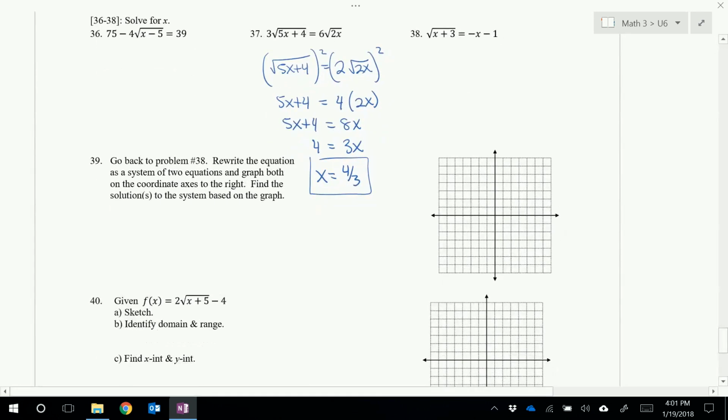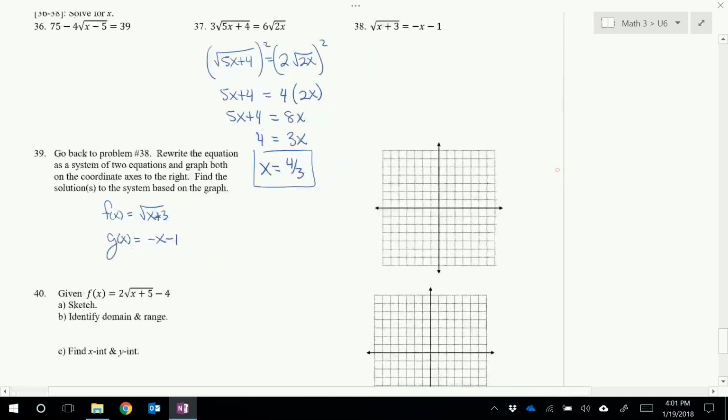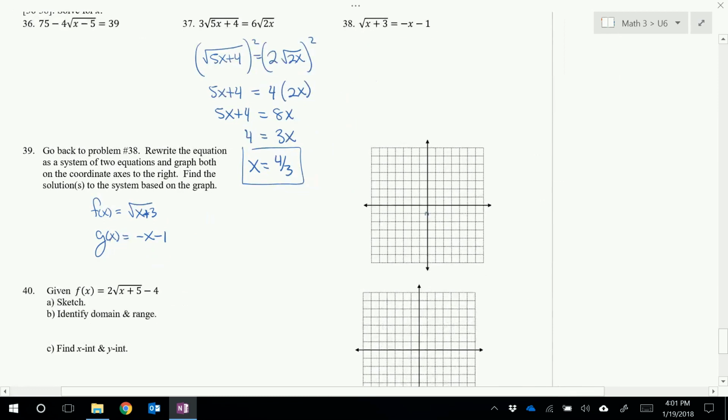39 says to go back to 38. Rewrite the equation as a system of 2 equations and graph both on the coordinate axis to the right. Find the solution or solutions to the system based on the graph. So let's let f of x be the left half, which is square root of x plus 3, and g of x be the right half, which is negative x minus 1. And I'll start by graphing g of x, which has a y-intercept at -1 and a slope of -1.